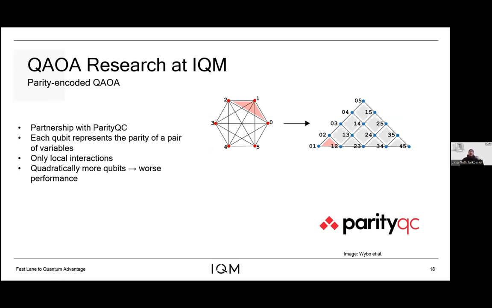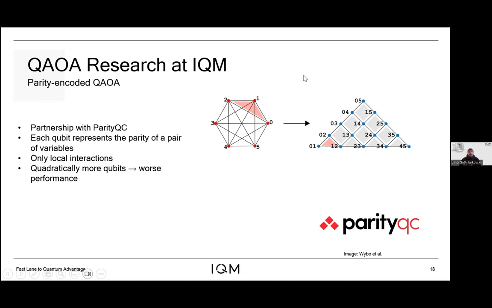Another thing that we are doing at QAOA, together with our partners from this company called Parity QC, is investigating this thing called parity encoded QAOA. This is a very interesting kind of approach. The issue here that this is trying to address is that in a lot of these optimization problems, you have graphs that have very high connectivity. So a lot of these vertices are connected to each other.